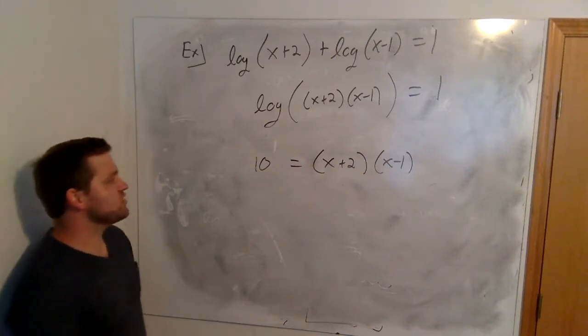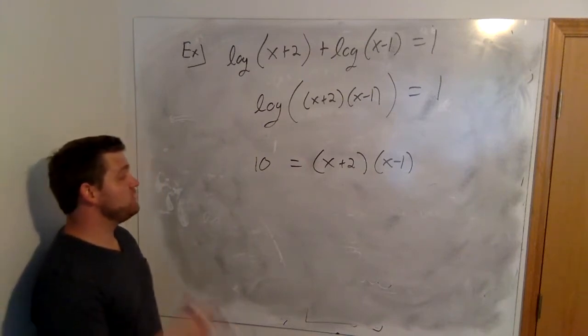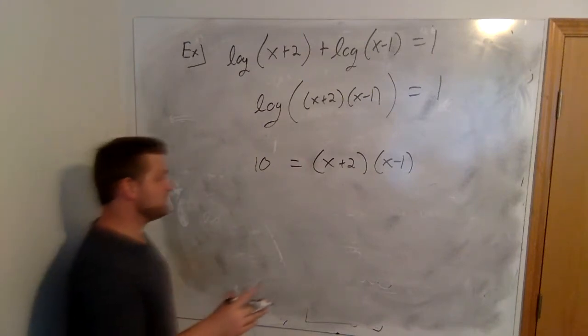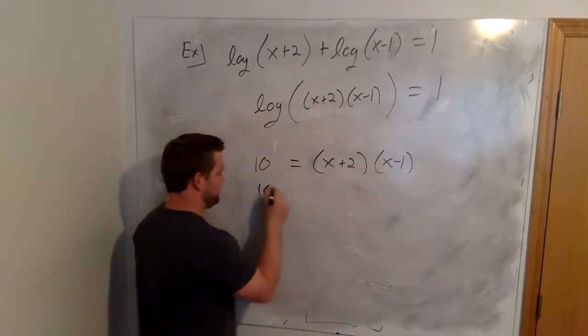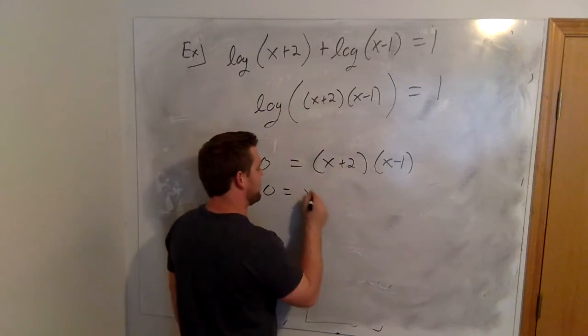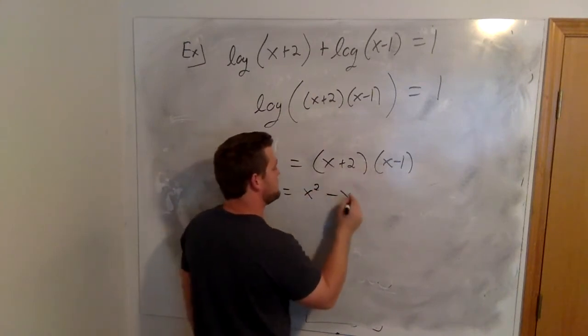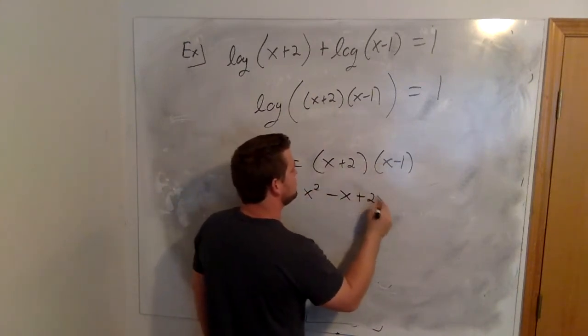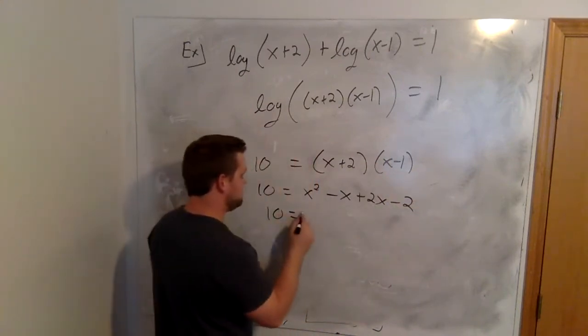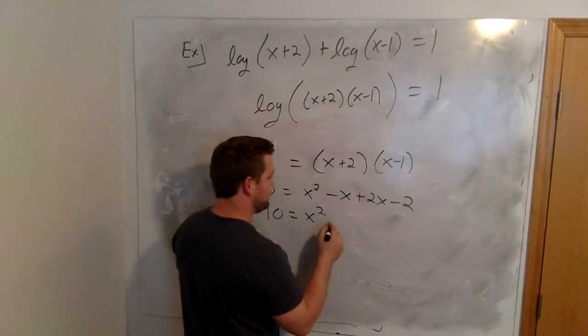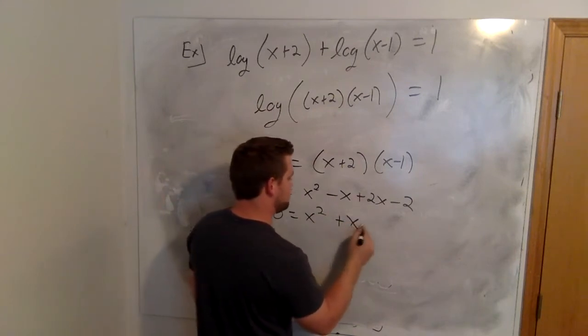When we have a quadratic that we need to solve, we want to make sure we have all the pieces on one side. I need to FOIL this out. So we're going to have 10 equal to x squared minus x plus 2x minus 2. So we'll have 10 is equal to x squared plus x minus 2.